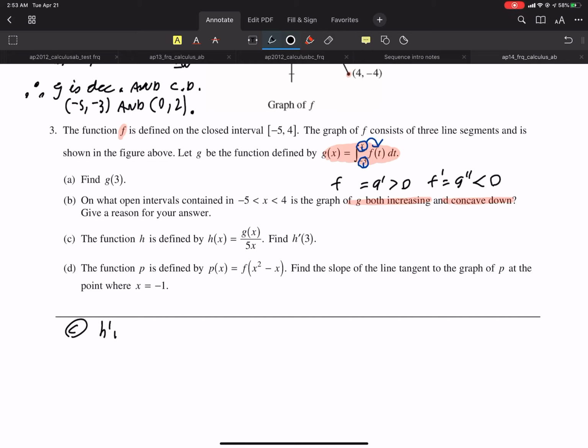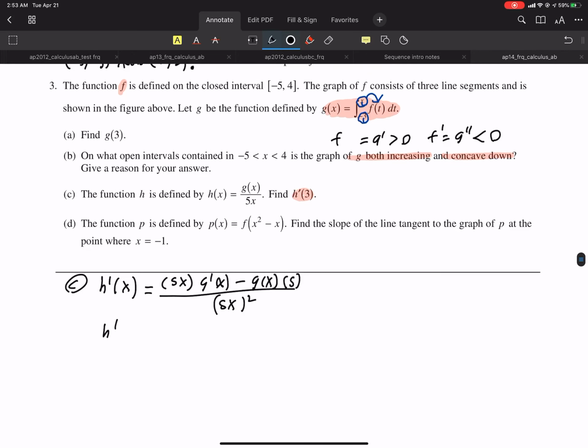You want H prime at 3. So therefore you want H prime. Now what you need to recognize is this is a quotient rule. So first let's apply the quotient rule. It's going to be low D high minus high D low all over low squared.